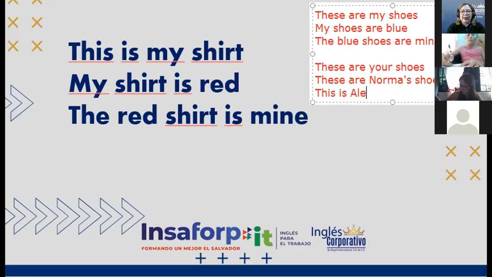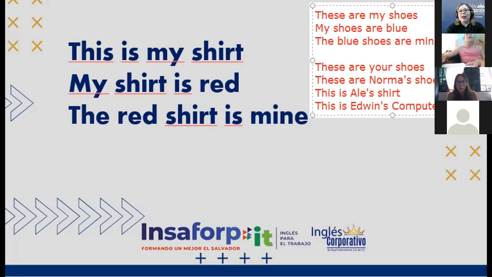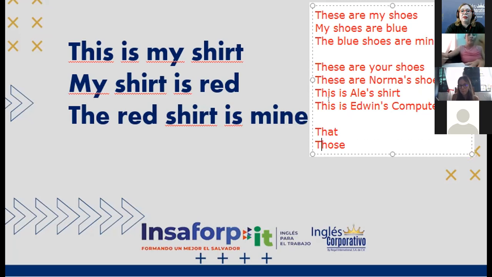Let's say Alice's shirt. All right, these is Edwin's computer. All right? Okay. Si el objeto está cerca, vamos a usar this and these. Si está lejos, ¿cuáles son? Those. That for singular and those for plural. All right? Remember? Digamos que está lejos la computadora de Edwin, right? Entonces yo digo, that is Edwin's computer. All right. Now, this is just to remember, all right?